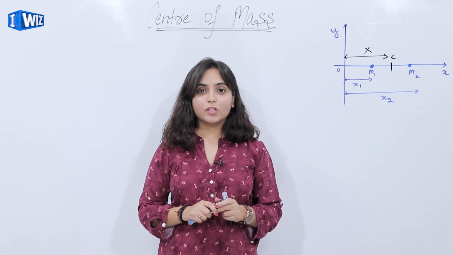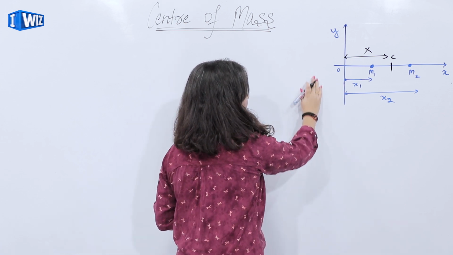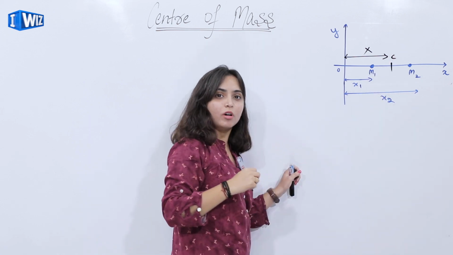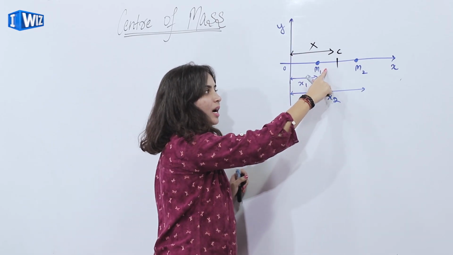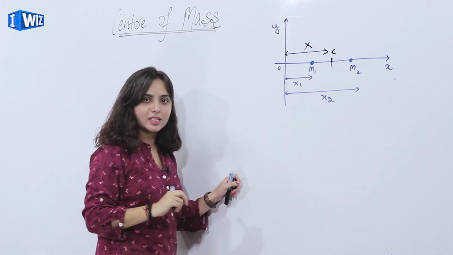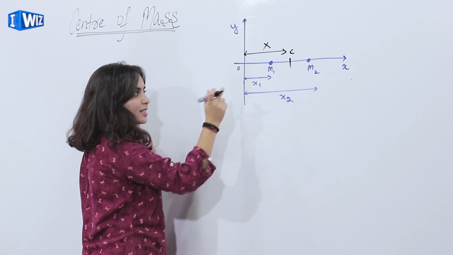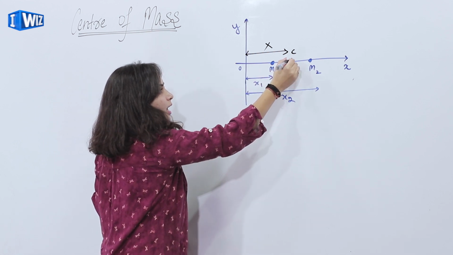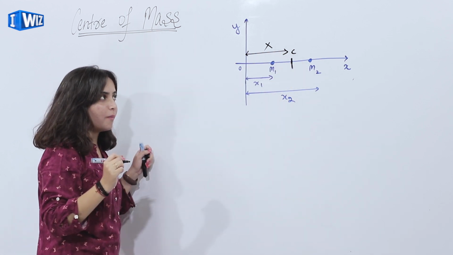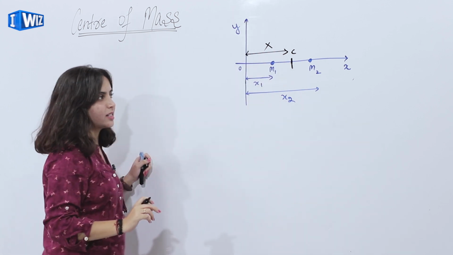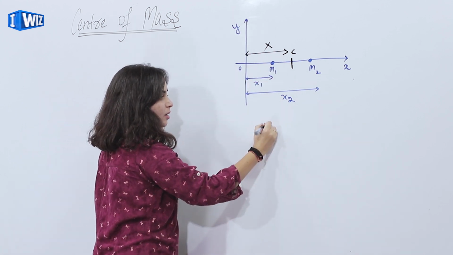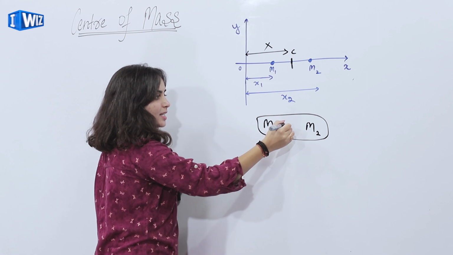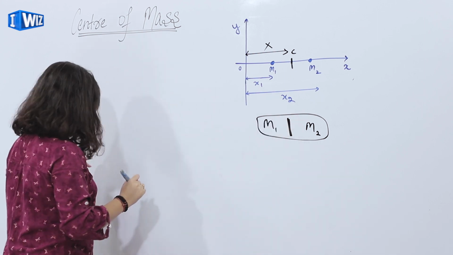Now let us discuss center of mass. For center of mass, we have considered an x-axis and a system of two particles. One particle is of mass m1 and another is of mass m2. m1 is placed at a distance of x1 and m2 at a distance of x2. Here C is the center of mass, which is at a distance x. That means for this system of two particles, m1 and m2, we have to find the center of mass. So let's do that.